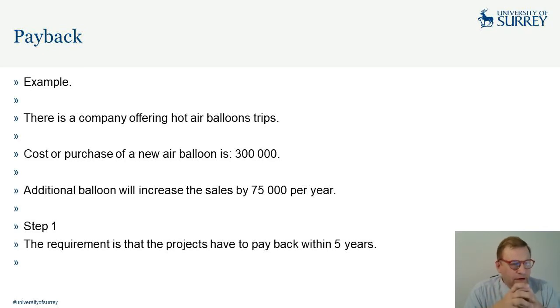So I would now ask you right now to make an attempt for the calculation for a minute, perhaps, or even less. The balloon is 300,000. If we buy it and if we implement this, it will bring us 75,000 per year. And our bosses say that the project is to be accepted if it pays back within 5 years, not more than 5.